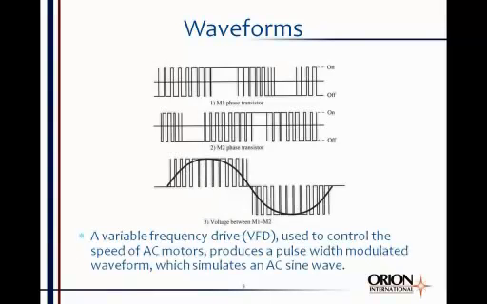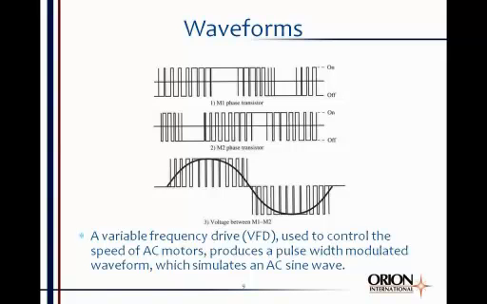One of the waveforms that those of us that work in industry have to deal with is called a pulse width modulated waveform. This is the waveform that a variable frequency drive or an inverter drive puts out. It uses this waveform to control the speed of AC motors. We're going to talk about AC motors a little bit later, but the speed of an AC motor is controlled by the frequency of the input waveform. So if you can vary the frequency, you can vary the speed.